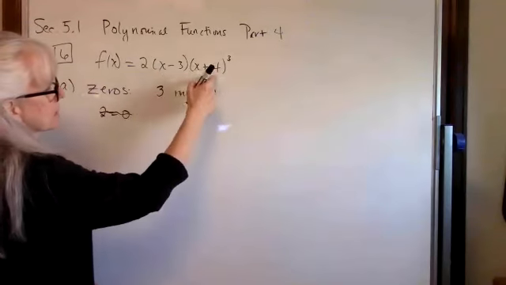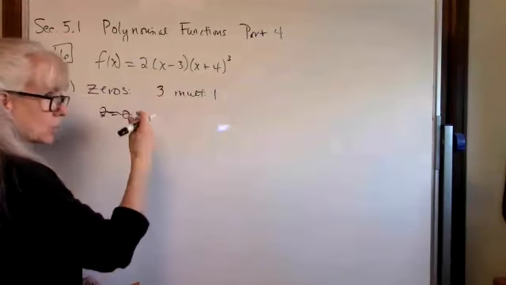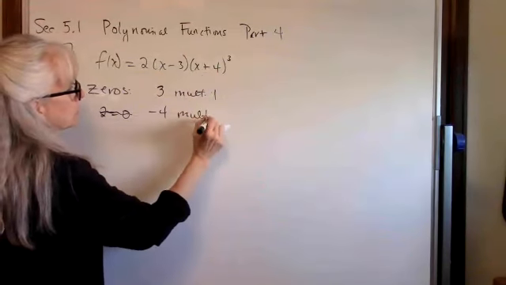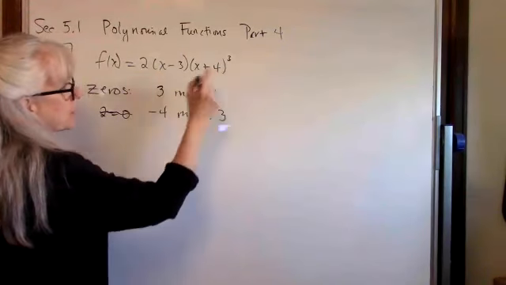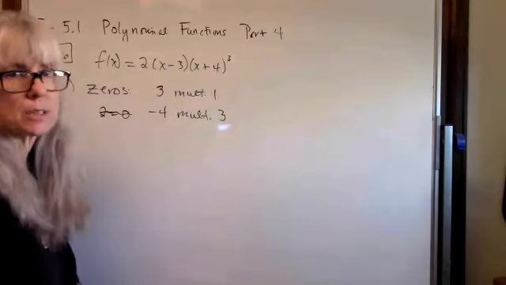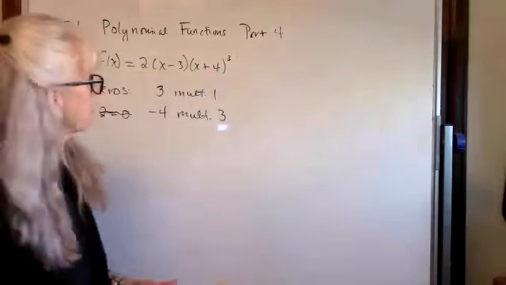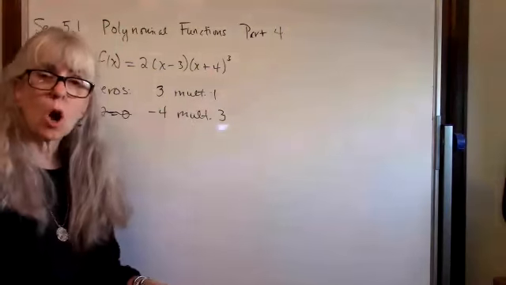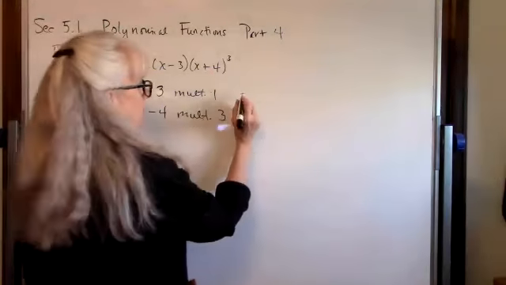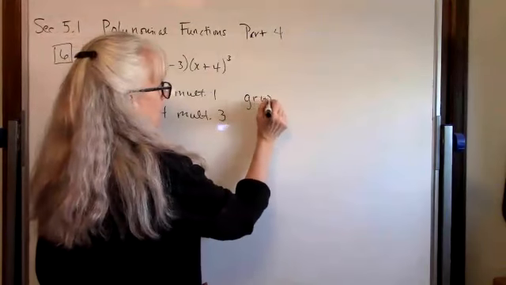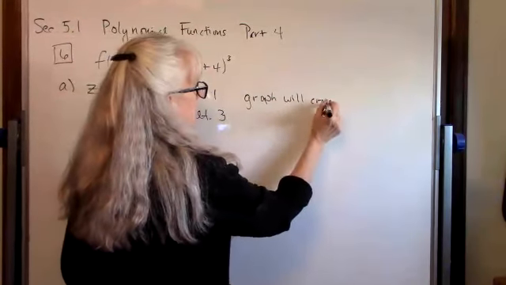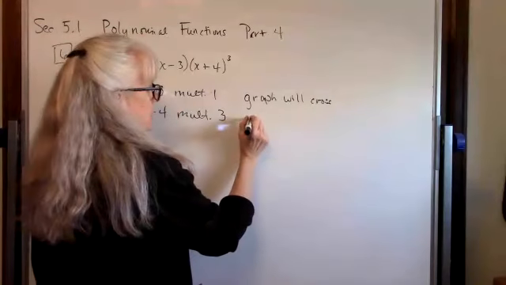The other 0 is coming from the x plus 4. If you set that equal to 0 and solve it, you'll get a negative 4. And its multiplicity is that outside exponent of 3. Those multiplicities are telling us what the graph is doing. If the multiplicity is odd, which both of these are, then the graph is going to cross at that x-intercept. So we're going to say the graph will cross at both.